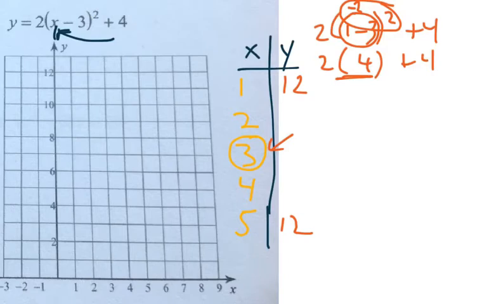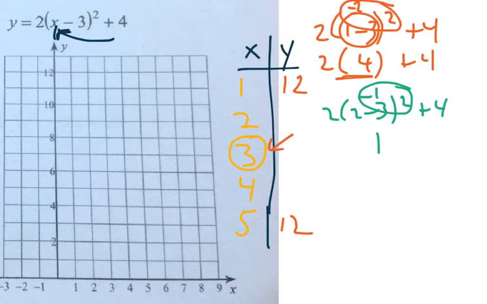Continuing on, I'm now going to plug in the 2. And 2 minus 3 is -1. -1 squared is +1. So I did parentheses, I did the power. Now I'm going to multiply by 2 and add 4. 2 times 1, 2, plus 4 is 6. Again, because of symmetry, 4 is also 6. And now the only thing left is the vertex.